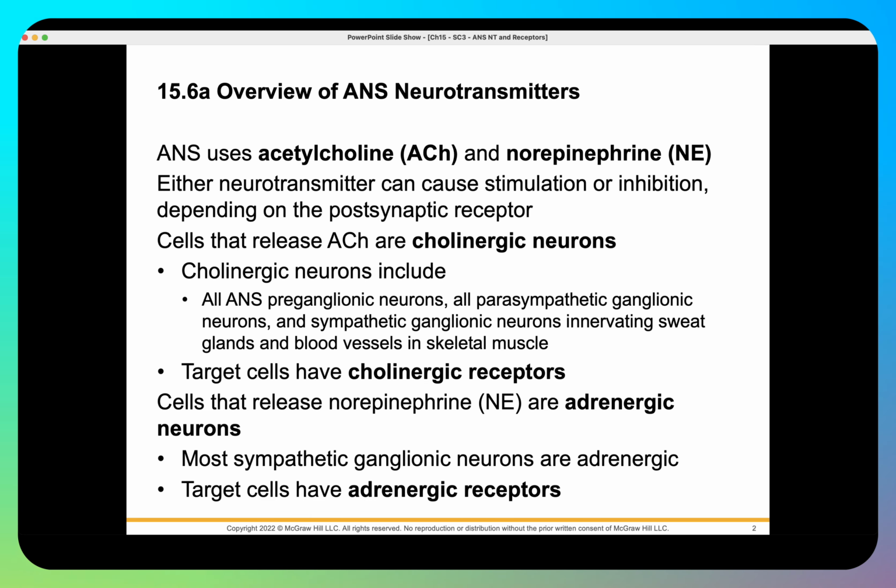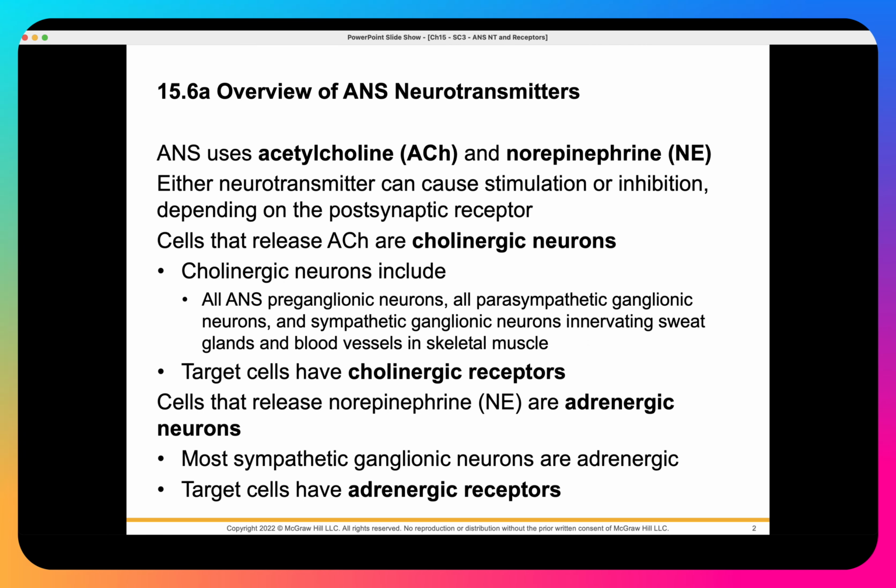When we look at cells that are releasing acetylcholine, we refer to them as cholinergic. If we look at examples of cholinergic neurons, we're going to be looking at all of the autonomic nervous system preganglionic neurons, all parasympathetic ganglionic neurons, and then sympathetic ganglionic neurons that are innervating sweat glands and blood vessels in skin, not skeletal muscle. We'll talk about that later. The target cells will have cholinergic receptors.